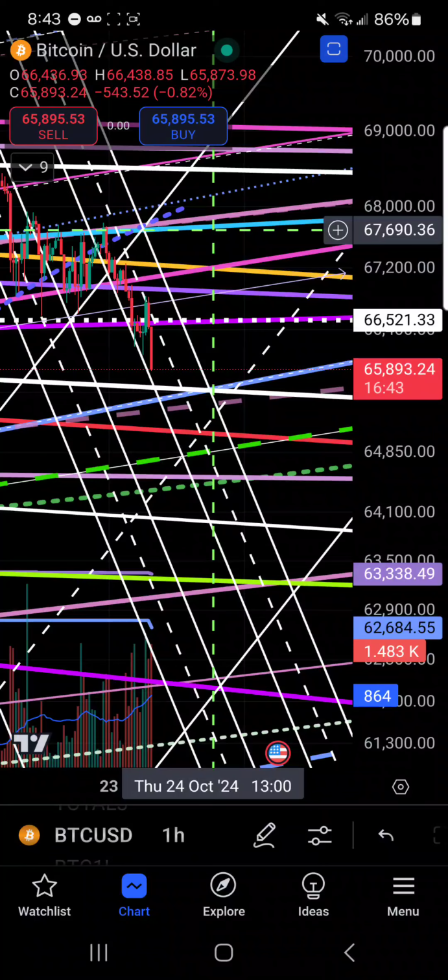So let's just see what's going to happen. I think there's a lot of accumulation right now. A lot of people buying up in the $67,000 range. So I don't know if we're able to get down that far, but I just wanted to point out what could potentially happen.